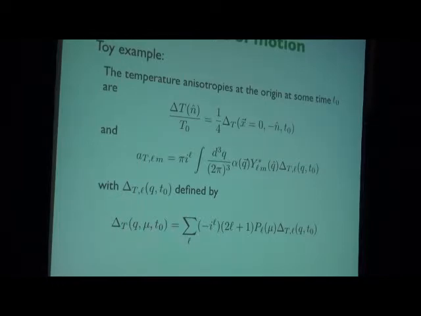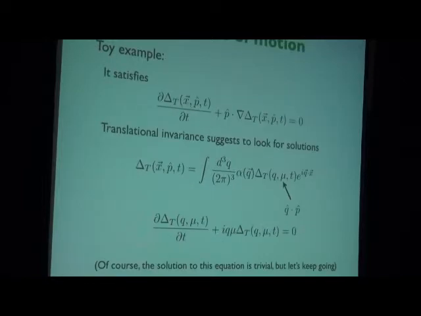What I did initially is, I'm not saying that the plasma is translationally invariant, I'm just saying that the differential operator that acts on my temperature anisotropy is translationally invariant because it only involves d by dx. It doesn't have any explicit x dependence. Whenever you have that, it's convenient to look for solutions in Fourier space. That's why I'm introducing this gadget, which satisfies this equation.